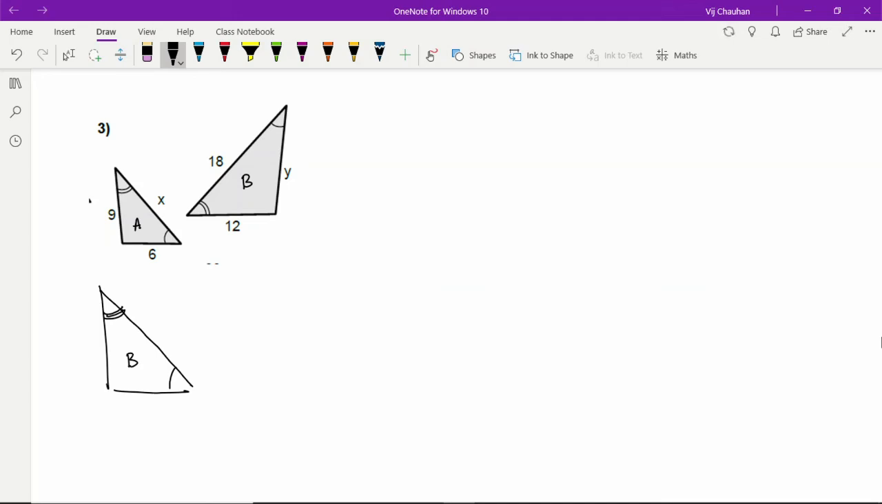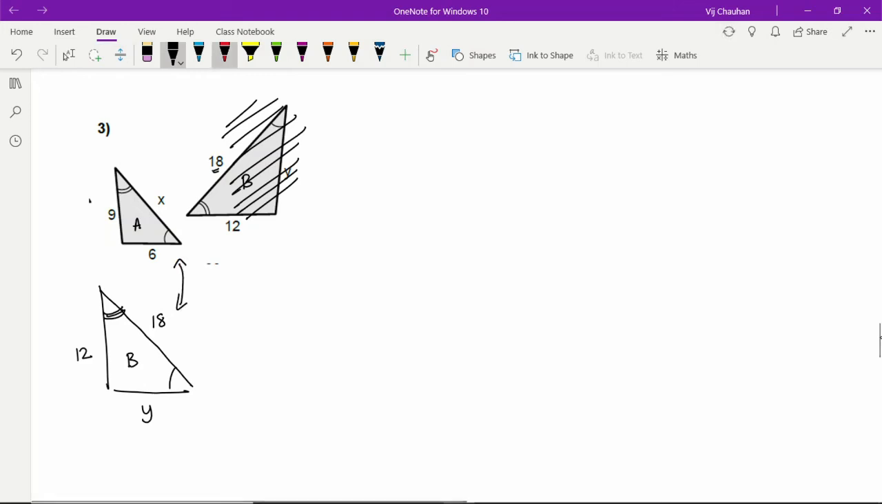So looking at the diagram, the side that's got both the double angle and the single angle is 18, so that's going to be 18. The side that's blank and got the single angle is y, and the side that's got the double angle and the blank angle is 12. And once I've done that, I can get rid of that diagram, because what I'm going to do is compare these two diagrams together.